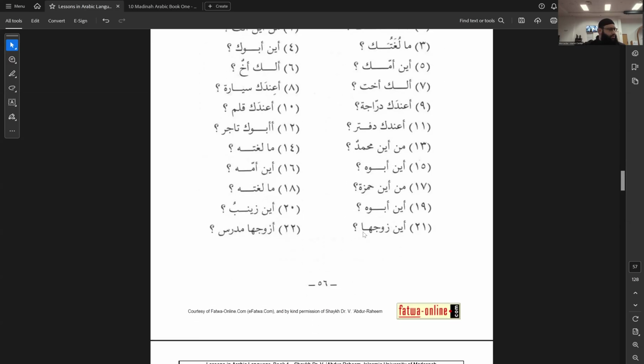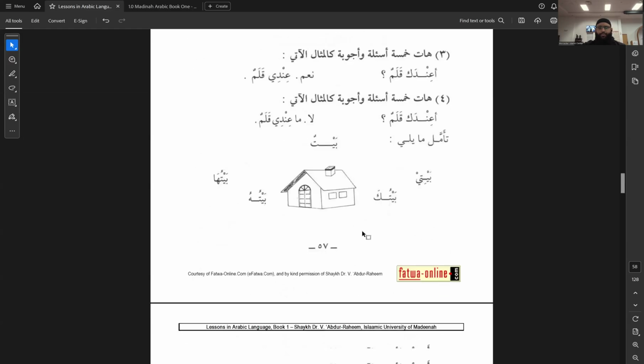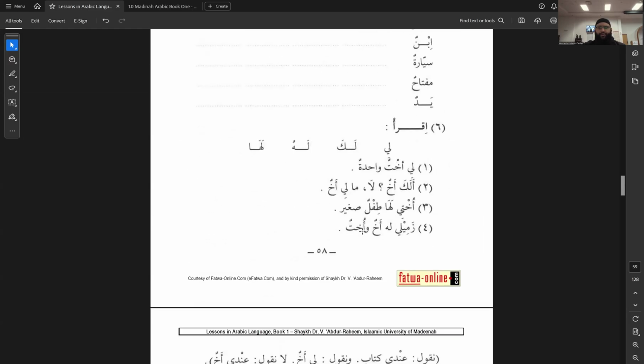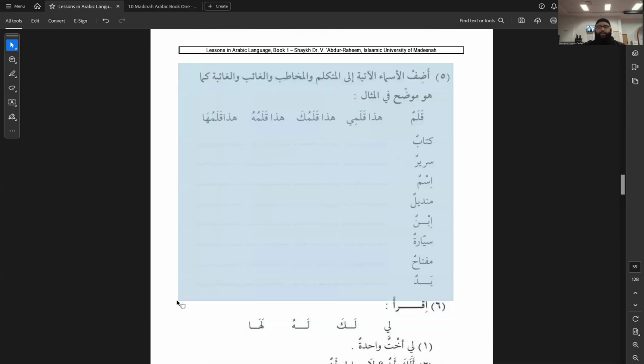Okay. Now we will just quickly go to page 58, and you see number 5 at the top. I recommend doing this for homework. I'll put the answers to it on the group chat. It's practicing the four dhamirs, the connected dhamirs that we learned: the ya for ana, the kaf for anta, the ha for huwa, and the ha alif, ha for hiya. Okay?